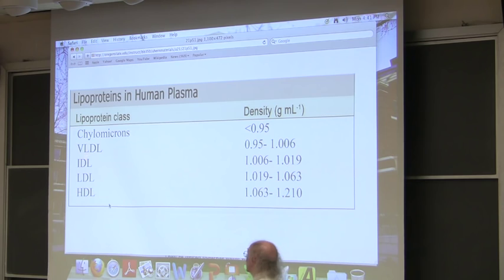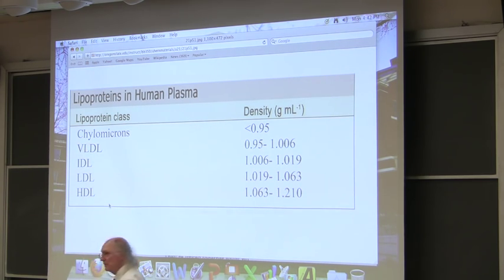The VLDLs get released by the liver. They go back out into the bloodstream, and they go out to the capillary tissues or the target tissues. And the same thing happens that happened to the chylomicrons. They get partially digested away. Notice I'm saying partially in all these, so there's still some fat left over in all these. They're getting partially digested away. They start getting smaller and smaller in size.